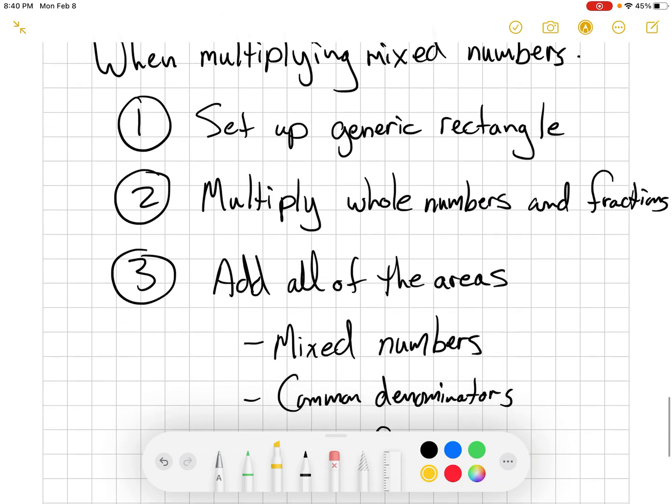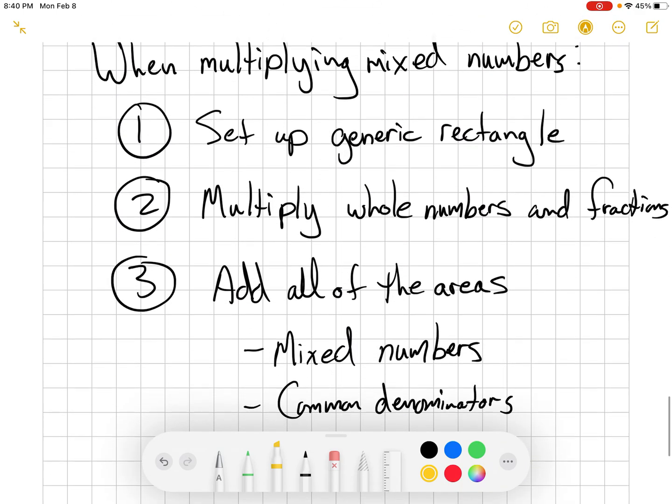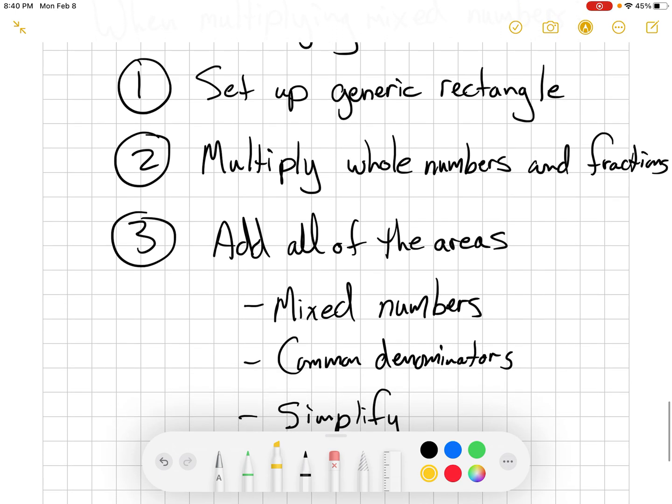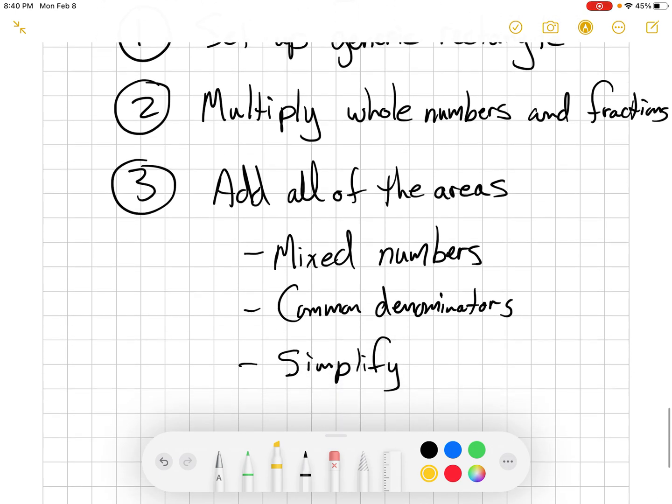And then I just wrote this quick summary. When multiplying mixed numbers, set up a generic rectangle, multiply the whole numbers and fractions, add all the areas, mixed numbers, common denominators, and simplify.